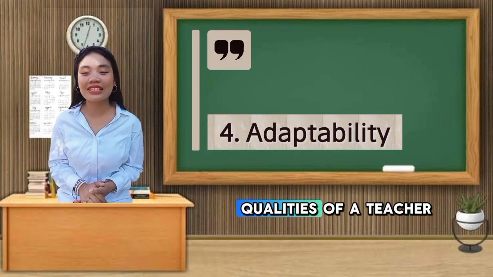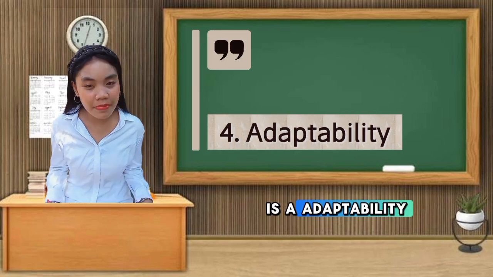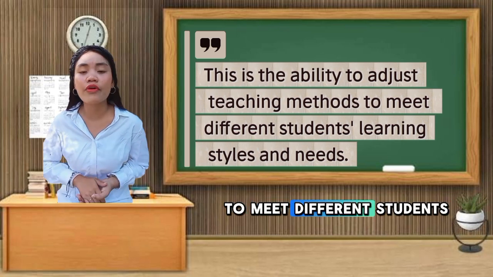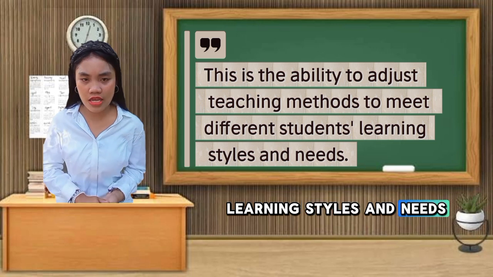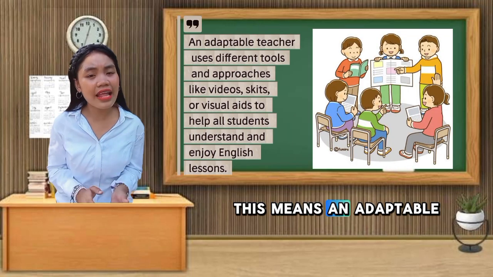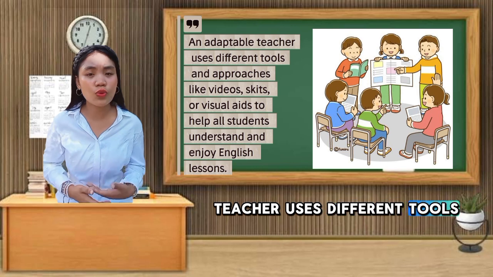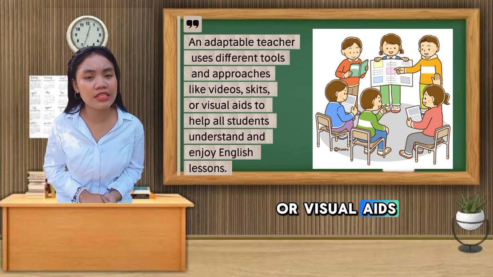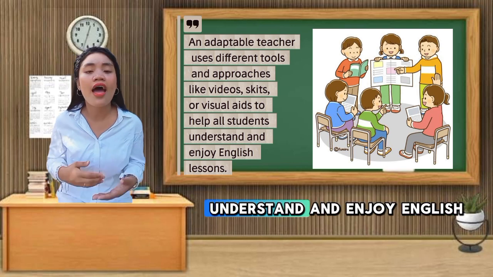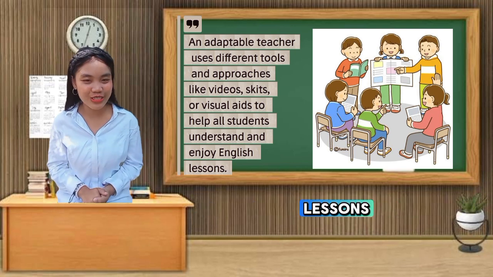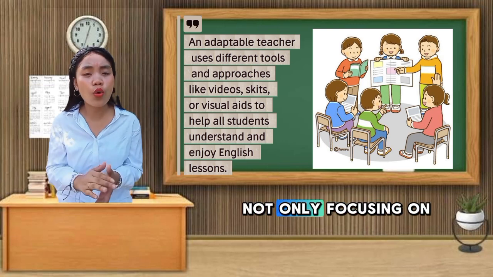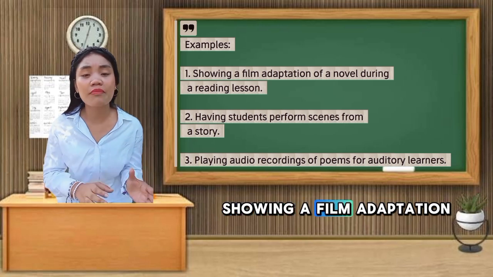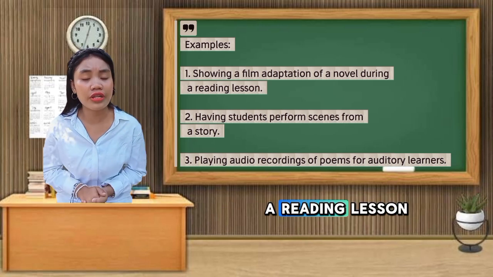The fourth quality of a teacher is adaptability. This is the ability to adjust teaching methods to meet different students' learning styles and needs. An adaptable teacher uses different tools and approaches like videos, skits, or visual aids to help all students understand and enjoy English lessons. The teacher is not only focusing on visual aids. For example, showing a film adaptation of a novel during a reading lesson.